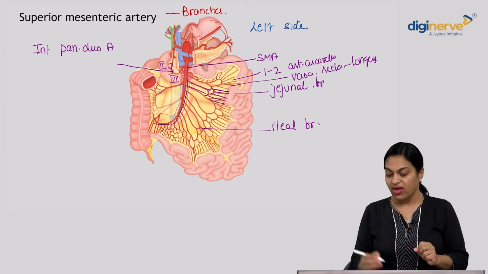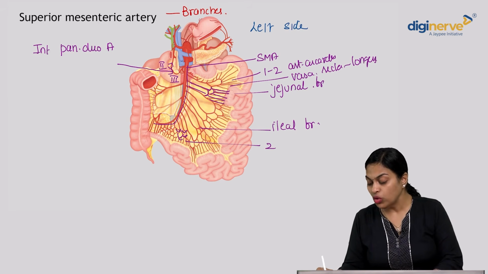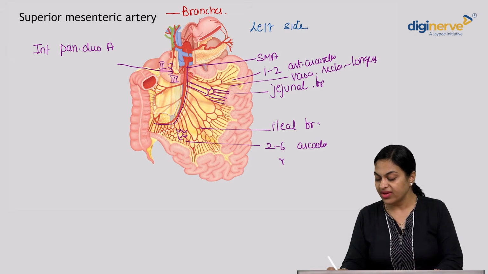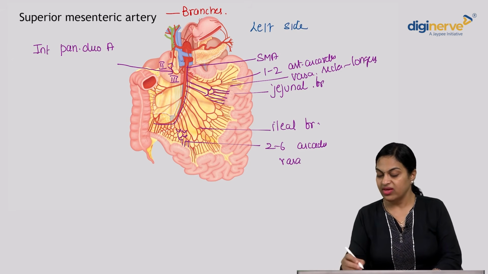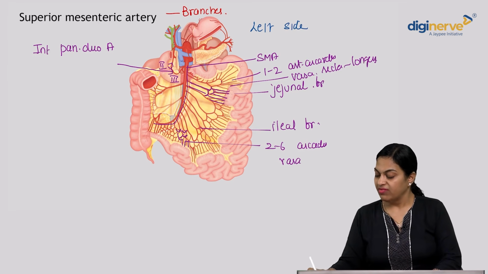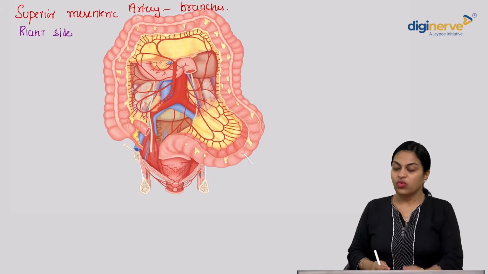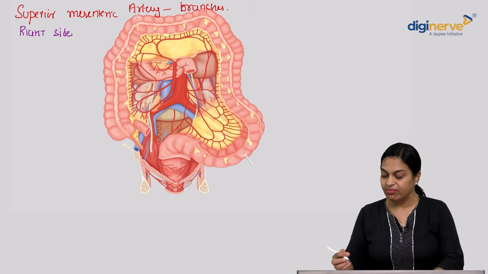They are longer. Whereas in the ileum, the branches anastomose forming 2 to 6 arterial arcades, and the vasa recta coming from these arterial arcades are shorter in size. So we saw what the first branch is, and then we looked at the jejunal and ileal branches.